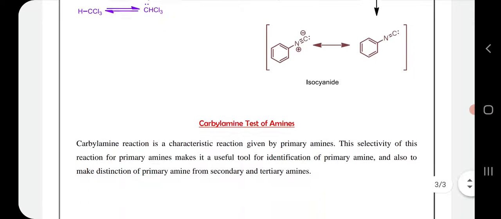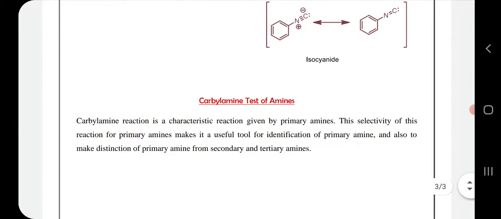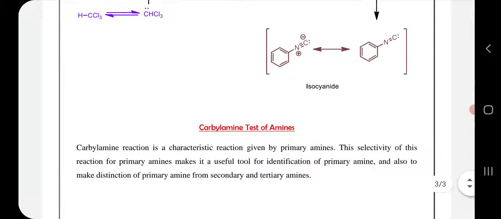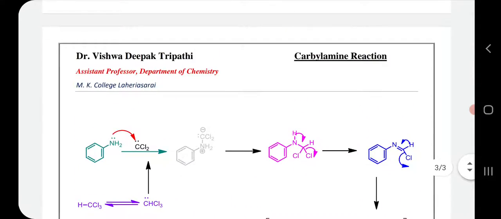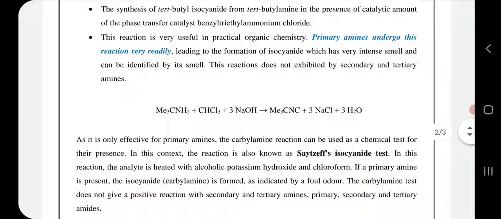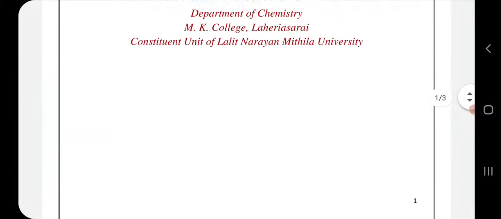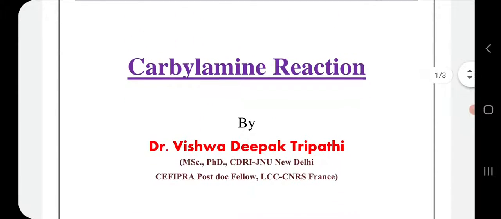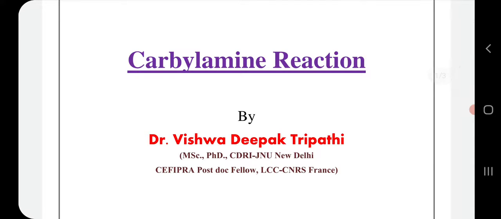So as I told, the carbylamine reaction is a characteristic reaction given by primary amines. Due to this reason, this reaction makes it a useful tool for identification of primary amines. We can differentiate primary amines from secondary and tertiary amines. This is the practical importance of this carbylamine reaction. So this is all for the carbylamine reaction, and in the next video we will see another important reaction. So thank you.